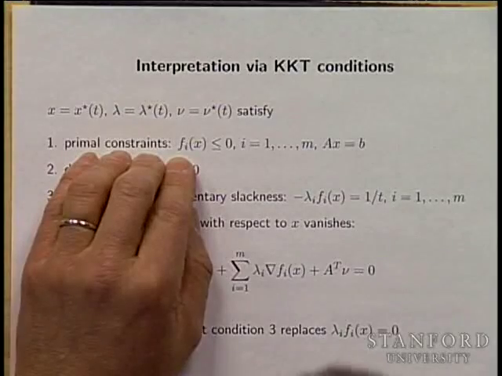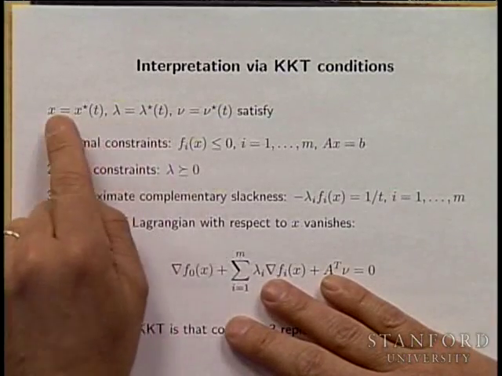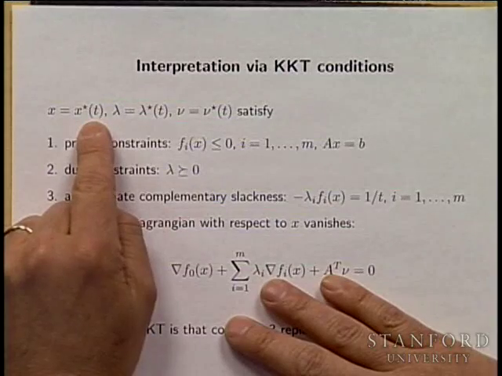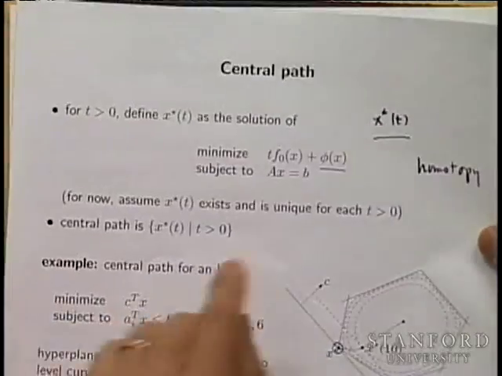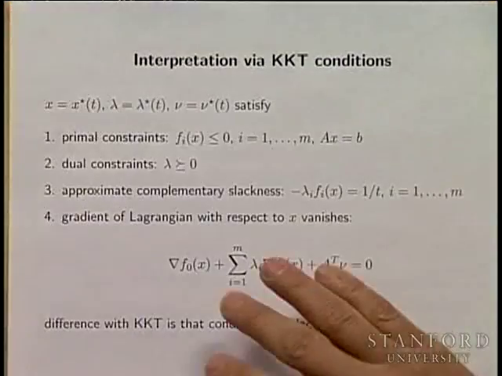Okay. All right, so let's actually interpret this stuff via KKT conditions, because you can interpret it lots of other ways. Here's another one, and this one is also quite cool. Let's take this point on the central path. That's so x star of t minimizes, wherever it is, I've lost it, here it is. It solves this problem here.